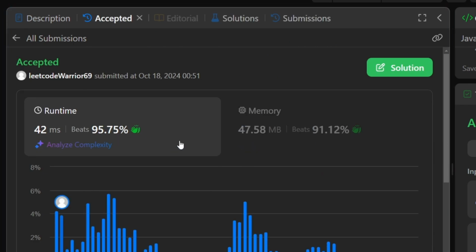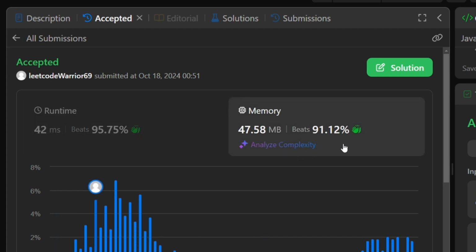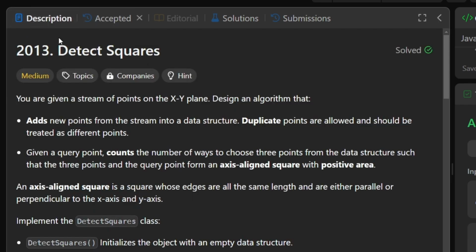And our code beats 95% of all the other solutions, which is exceptional. And we beat 91% of all the other solutions in terms of space complexity as well, which is also quite nice. So this is present in our GitHub repository. And I know that this problem is labeled as a medium, but in my opinion, this can be treated as a hard problem as well, because it's not quite straightforward to understand.